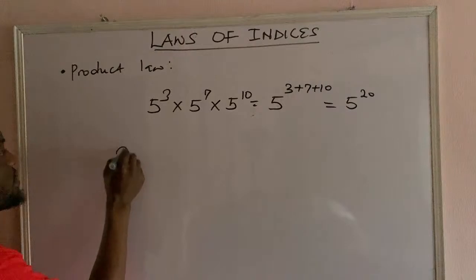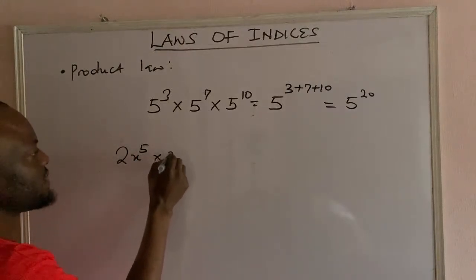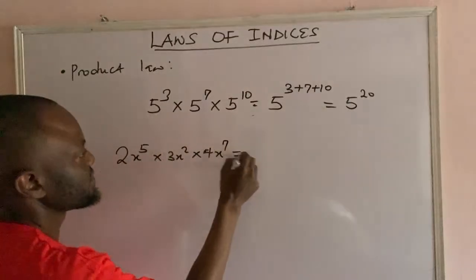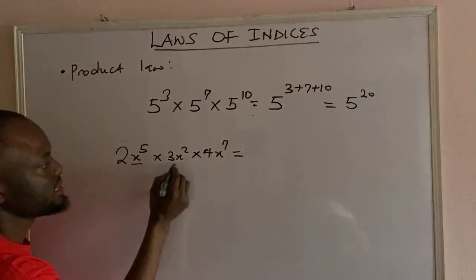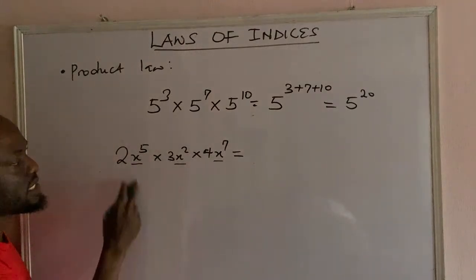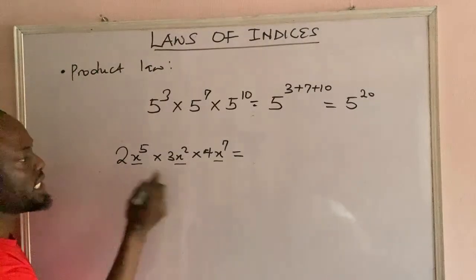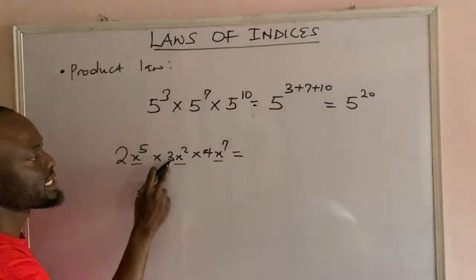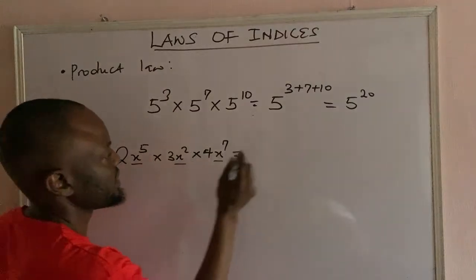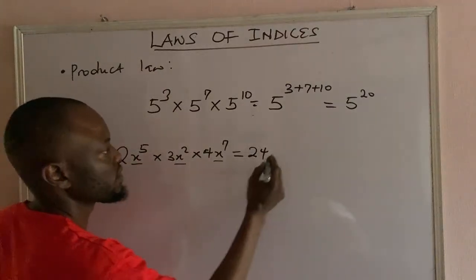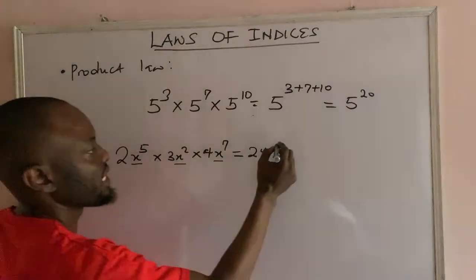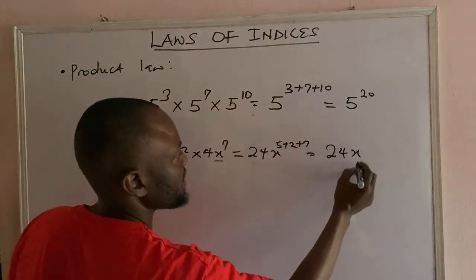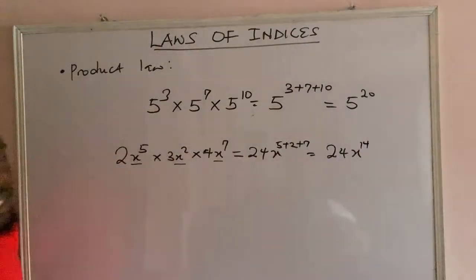So you can have 2x to the 5 times 3x to the 2 times 4x to the 7. In this case, you can see these are indices. So all I need to do is first multiply their coefficients. 2 times 3 is 6. 6 times 4 is 24. Then I'll take one of the base and then sum their power. So I have 5 plus 2 plus 7. That will give me 24x to the power of 14. All right, that's pretty simple.